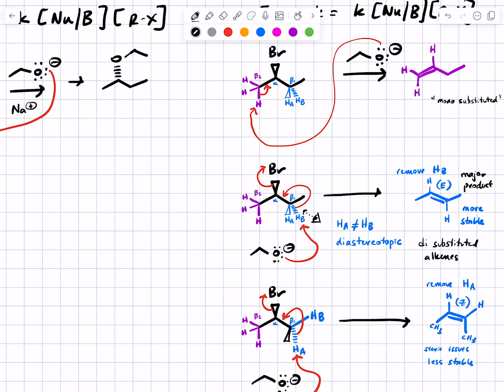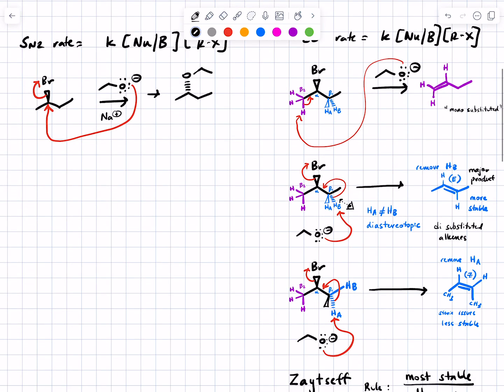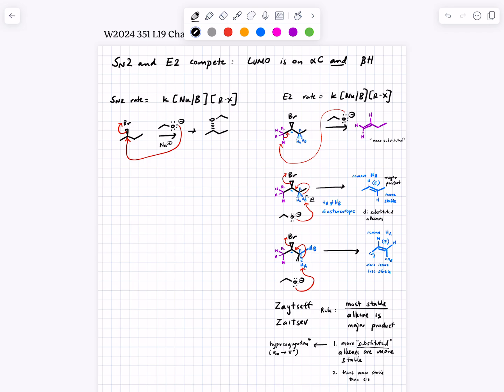And if you wanted to know what ratio of products to expect, you would just do what chemists always do, which is go into the lab and figure it out, okay? All right, so those are two sort of summaries of the E2 and SN2 reactions and what you can expect as potential products.